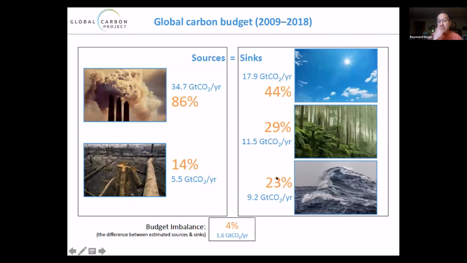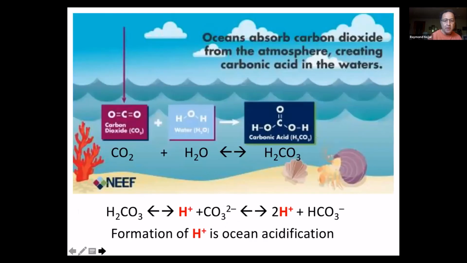So here's the modern day carbon budget put together by the Global Carbon Project. You can see this is in gigatons of carbon dioxide, which is different than gigatons of carbon, but the main point is that most of the inputs are from fossil fuels. There's some from land use. About 40% of that has accumulated in the atmosphere, and the rest is roughly evenly split between the land and the ocean. Now, let's talk about ocean acidification.